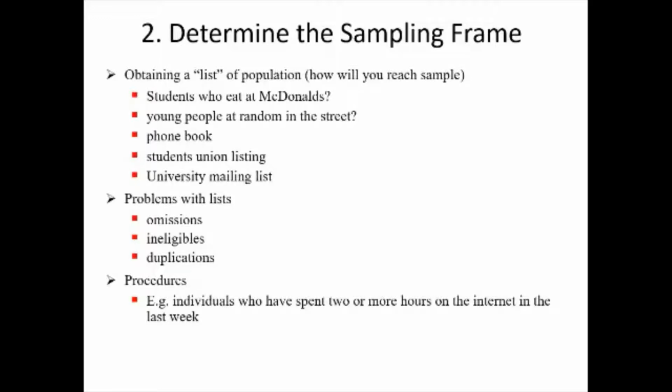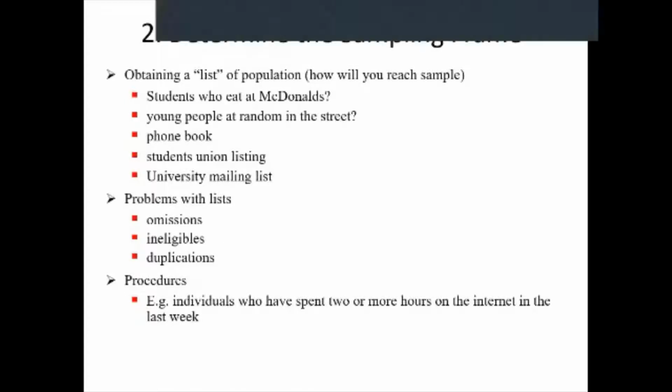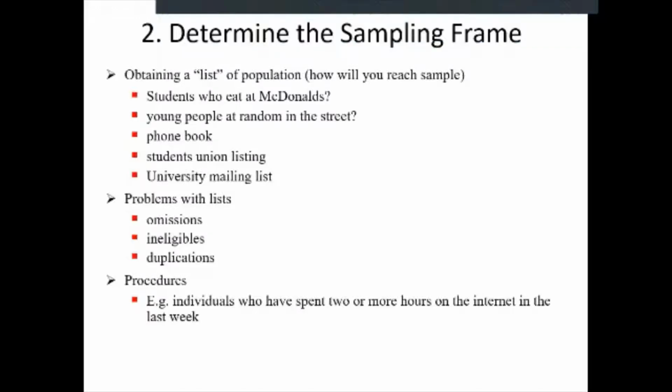For some populations or respondents, it is very difficult to collect a sampling frame. It is not available, but for some populations we can collect the sampling frame. A sampling frame is nothing but a list of the population. For example, students who eat at McDonald's, young people at random in the street, or a phone book. A phone book is one sampling frame.